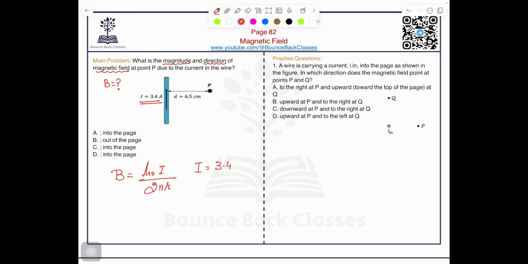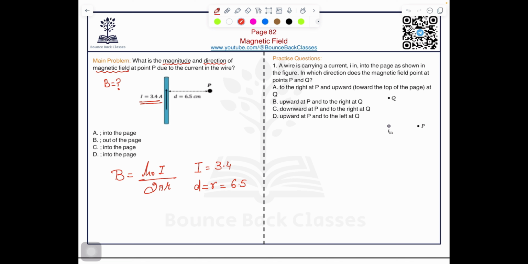Second thing, what we have? Just check and tell me fast. We have the value of distance d, which is equal to r, which is equal to 6.5. Yes or no? Now just place this in the formula and let's see what you will get.